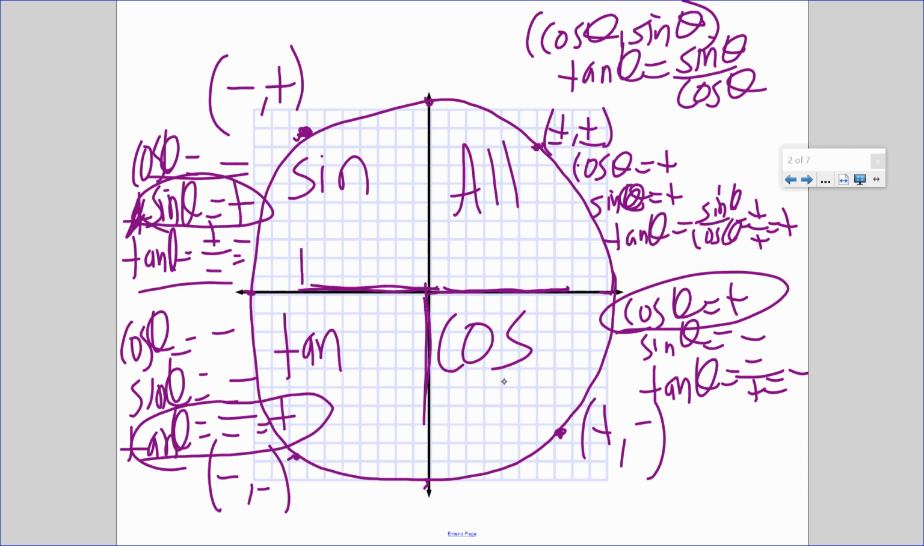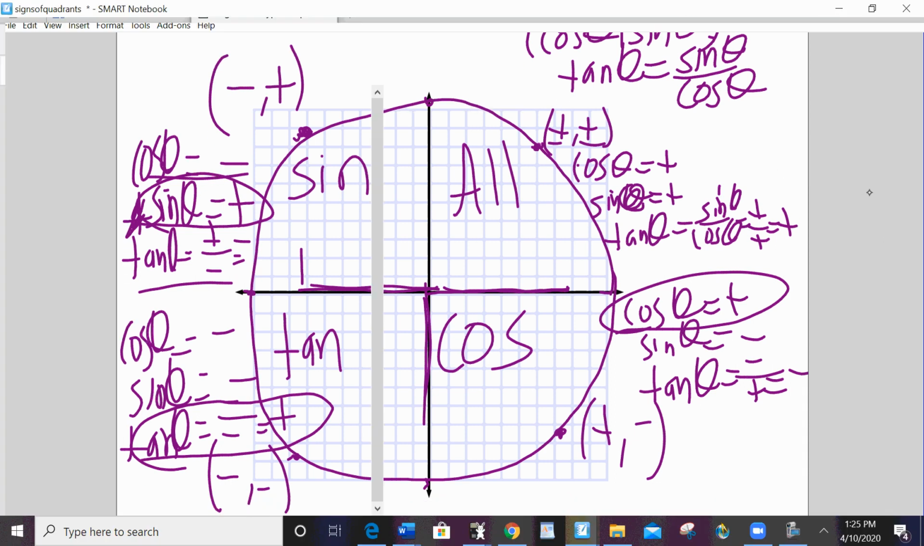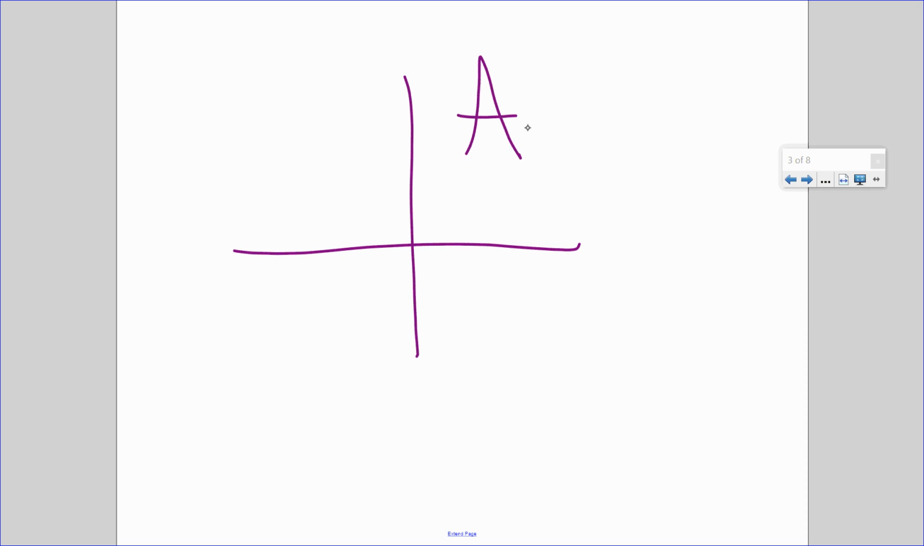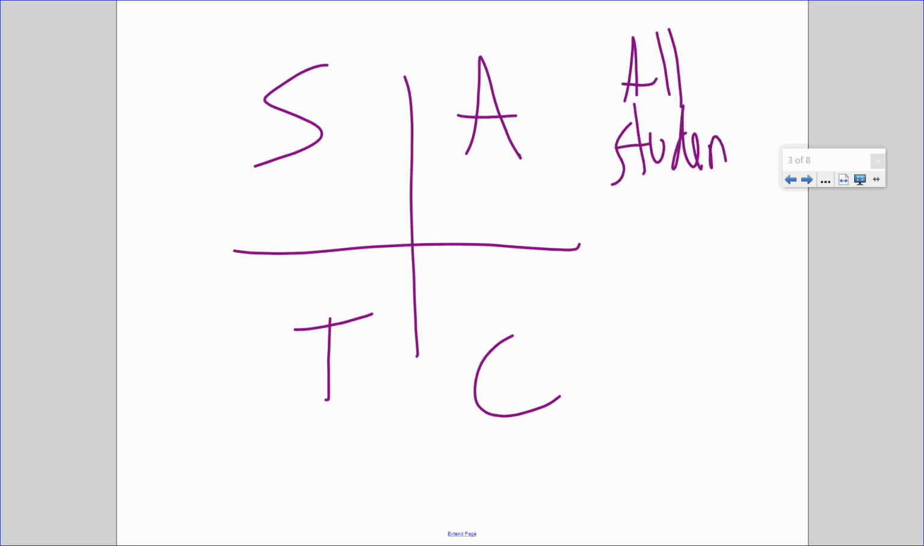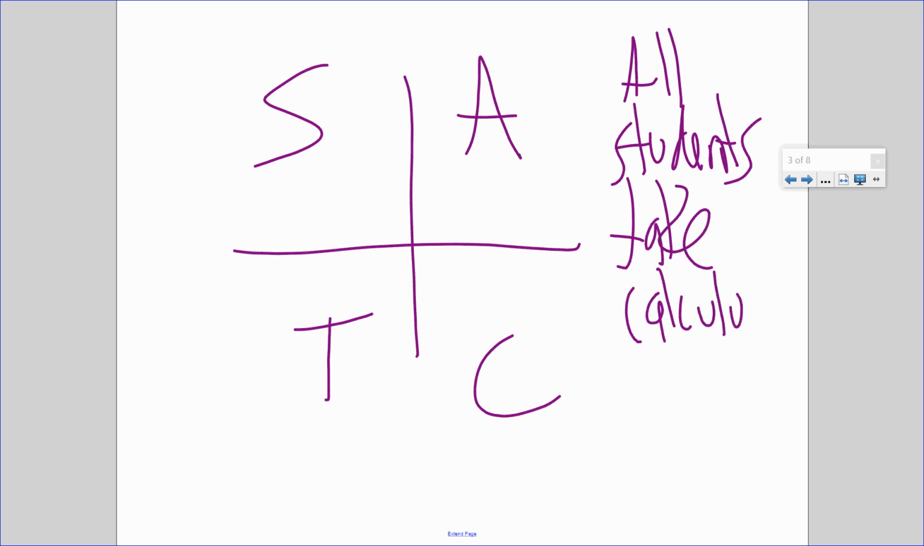So what we come up with, I'm going to kind of clean this up now. What we come up with is this. To help us remember this, we say all students take calculus. That's a little acronym starting in Quadrant 1 and going in counterclockwise order, which we go in math. All students take calculus. Now, what these letters represent is what's positive in each quadrant.